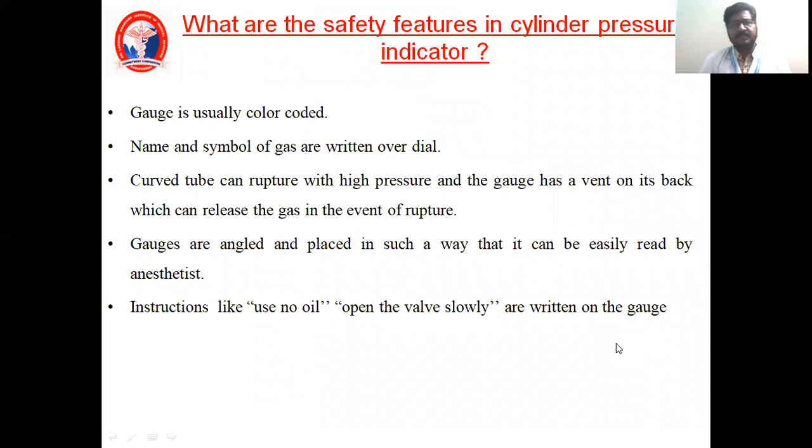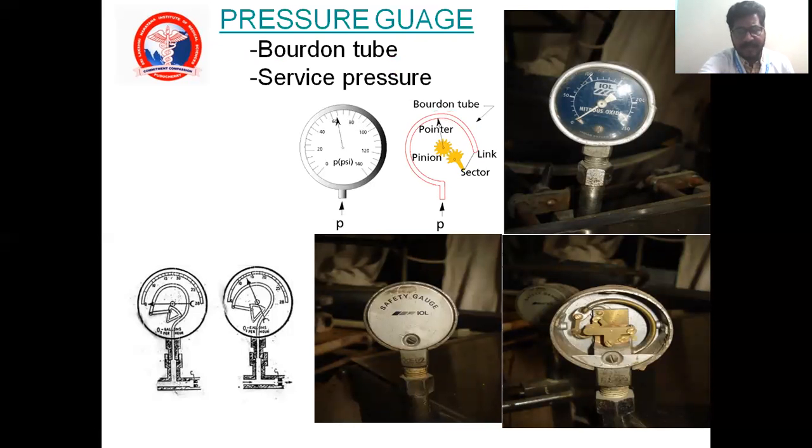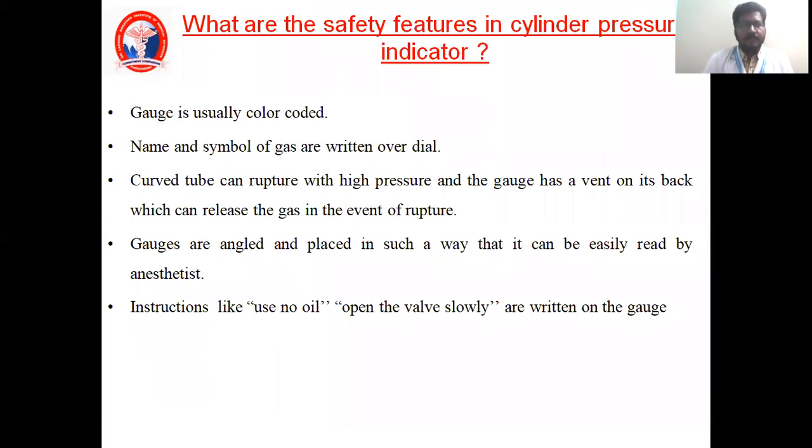What are all the safety features in the cylinder pressure indicator? The gauge is usually color coded. The name and symbol of the gas are written over the dial. The curved tube can rupture with high pressure, and the gauge has a vent on its back. This is the vent. This is a glass we have in the posterior aspect. If the pressure increases, this glass will burst, and the pressure will be let out from the posterior aspect.